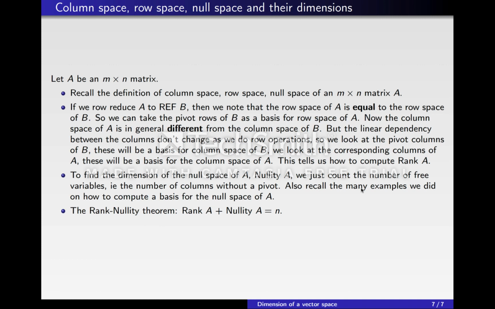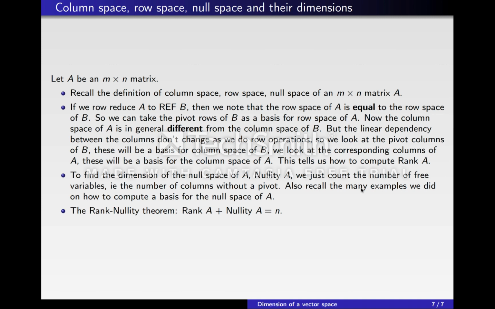In other words, the dimension of the column space of A. To find the dimension of the null space of A, or nullity of A, we count the number of free variables, i.e. the number of columns without a pivot. We did this many times, so you can go back and work out the examples that I've done in class, or the examples in the book, about how to compute the dimension of the null space of A, as well as computing a basis for the null space of A.